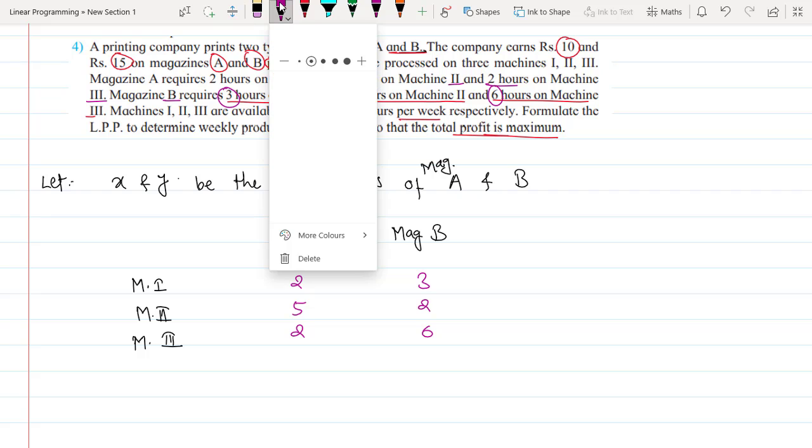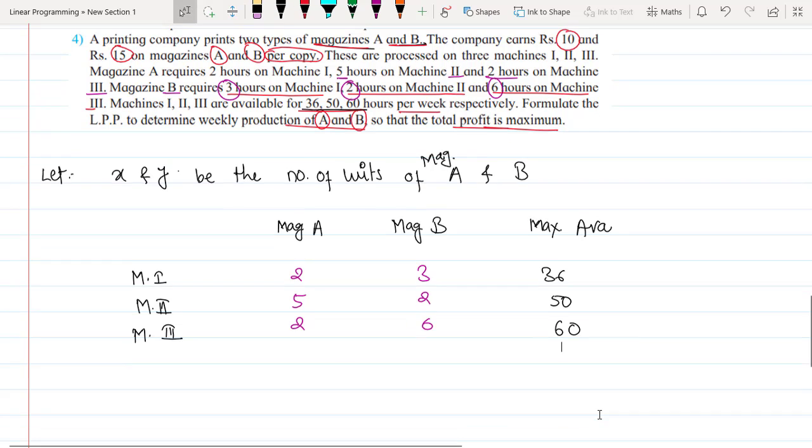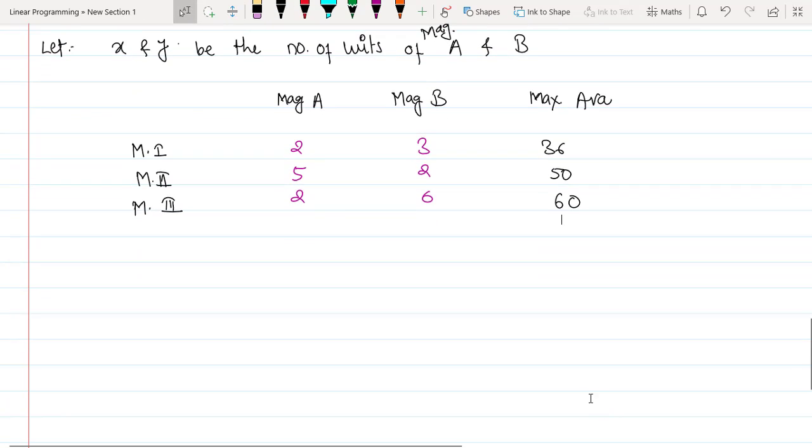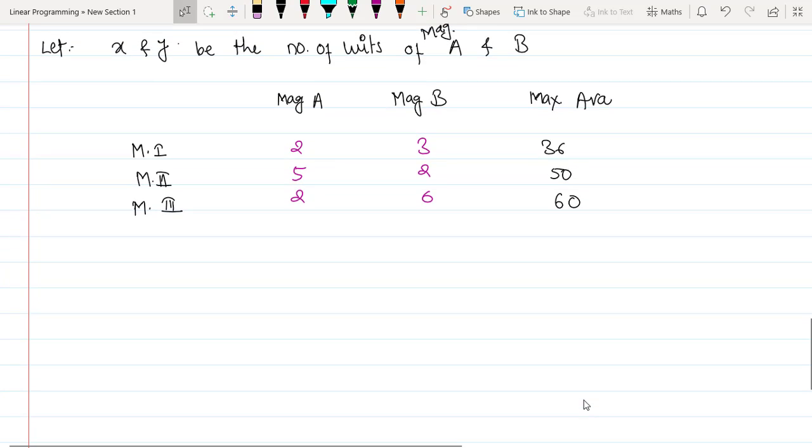What is the maximum availability of machine 1, 2, 3? How much is the maximum availability? It is given. So 36, 50 and 60. 36, 50 and 60 is what we have as the maximum hours available. Okay, so from this what I can say is that let's have the LPP or the constraints.